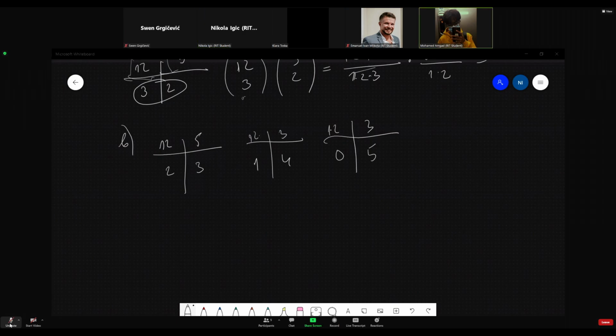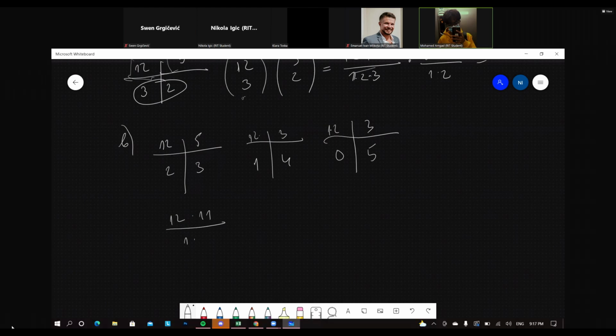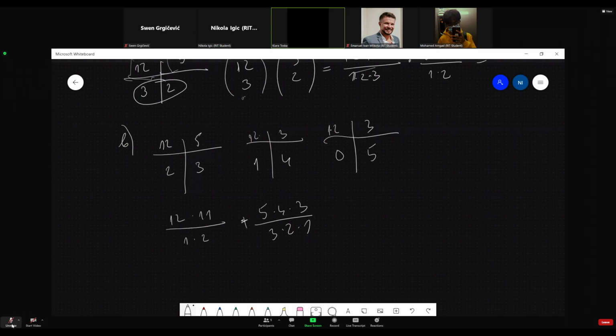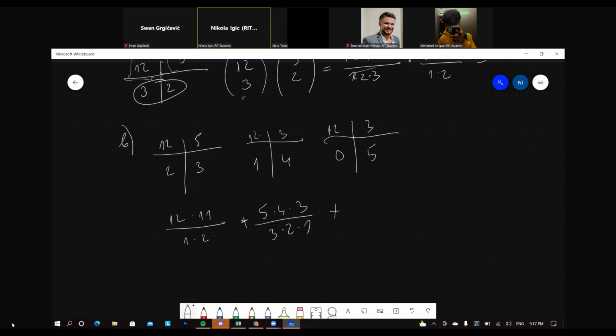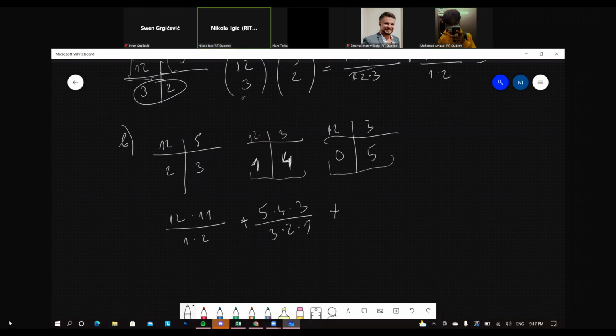Sure. First one is 12, 11 over 1, 2, times 5, 4, 3 times 3, 2, 1. Did they say and or? You add all of the possible combinations together. Then plus 12. Is that a 4 or a 1? This is 1. Then it's just 12. We need a group of 5 people, so this must be 5.